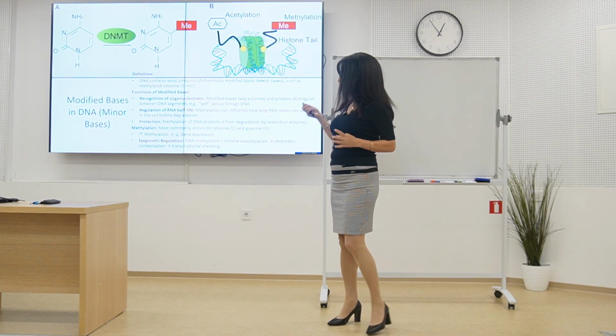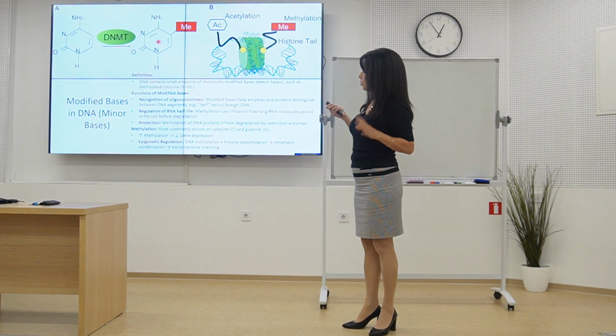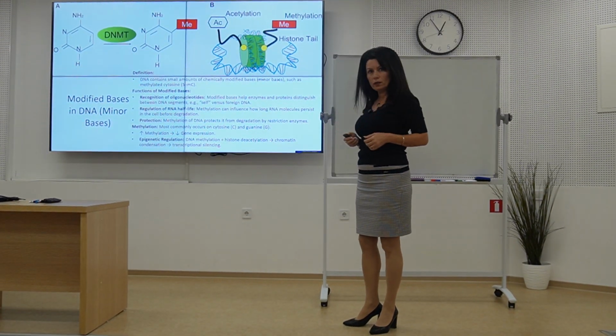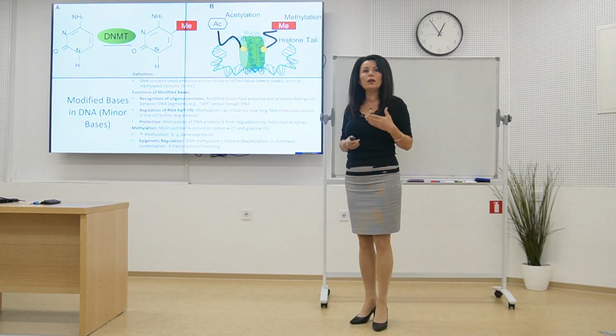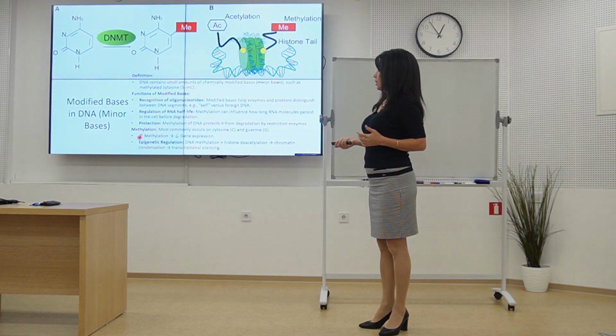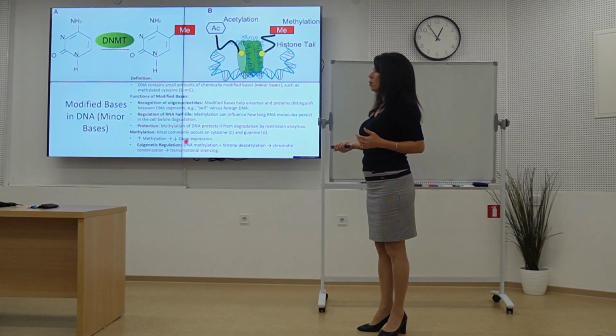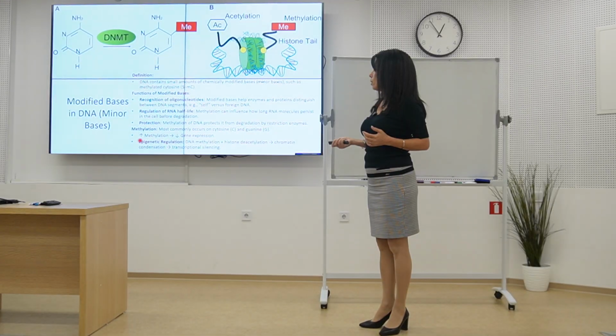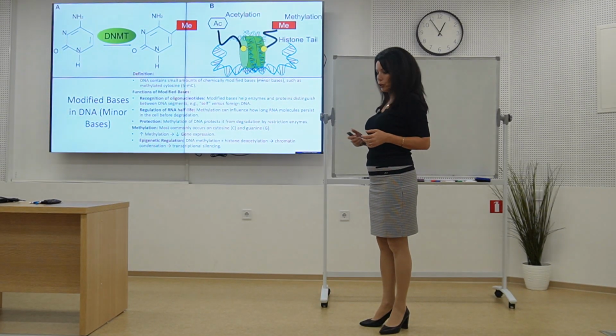The methylation most commonly is about two bases. It's cytosine that we said, and guanine is the second base that can be methylated most often. Remember this: high methylation, low gene expression, and one more about epigenetic regulation.